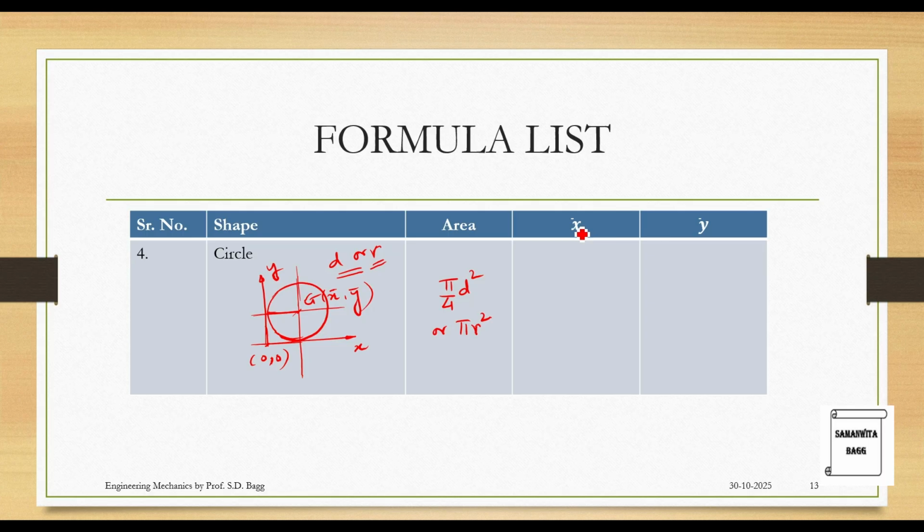Then we'll go for x bar. Say we know the value of r. So this distance x bar is nothing but the radius r. And this height over here is also nothing but the radius r. If you want in the bracket, you can write it is d by 2. It is r or it is d by 2.